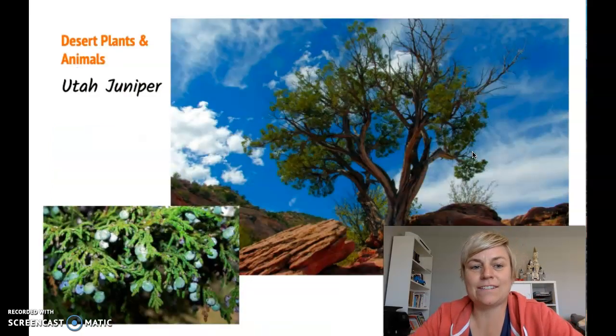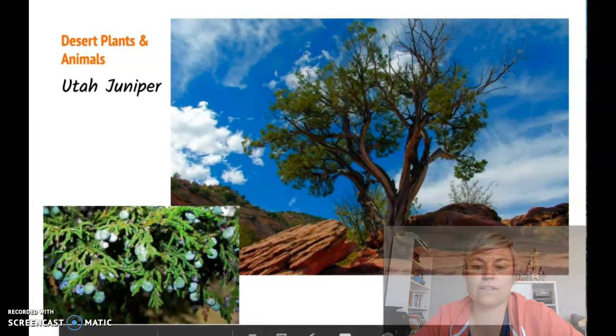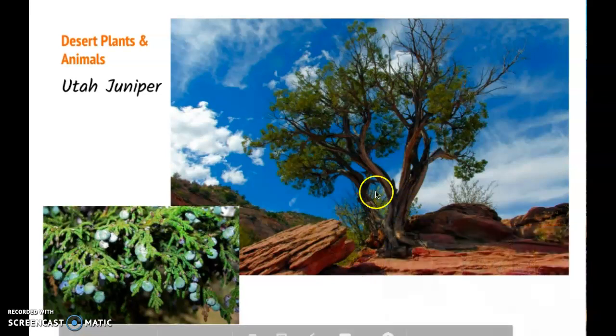Another plant that lives in the desert is the Utah juniper. The Utah juniper has the taproot that goes down, and it's incredible. If you look at this picture, this tree is actually living. It has pushed its roots into the rock. It's living in a rock. And their taproot is so strong that it can actually move the rocks and break them apart.